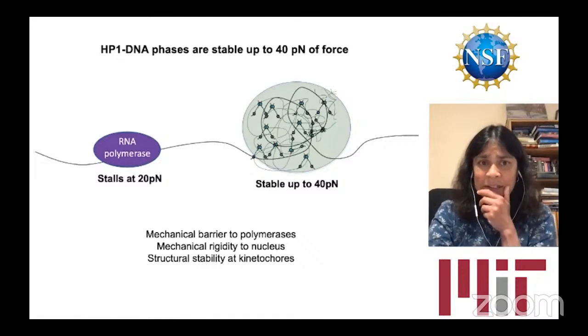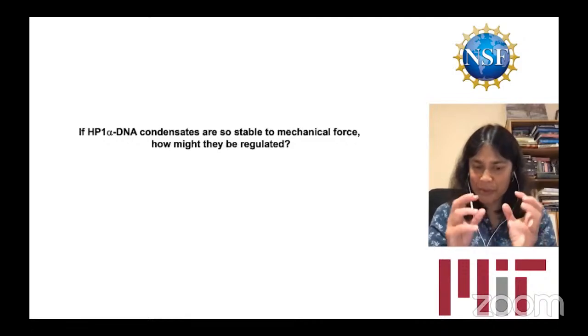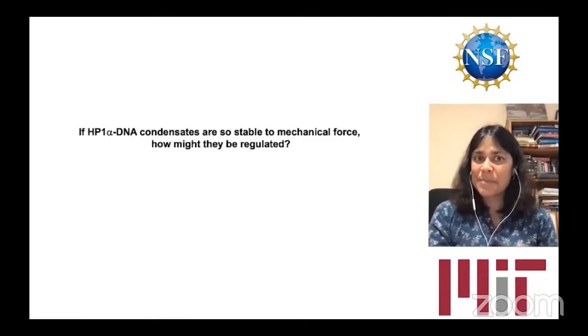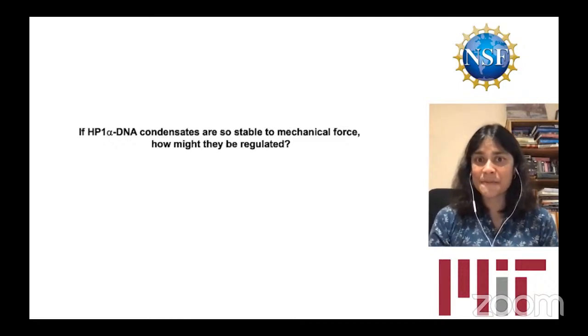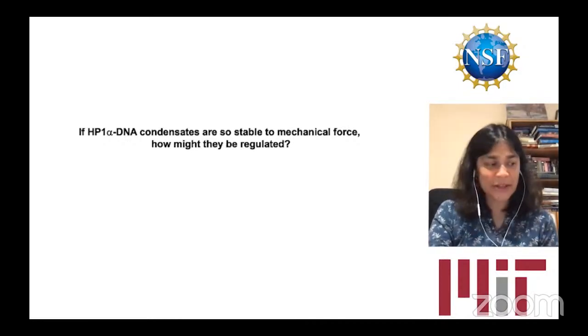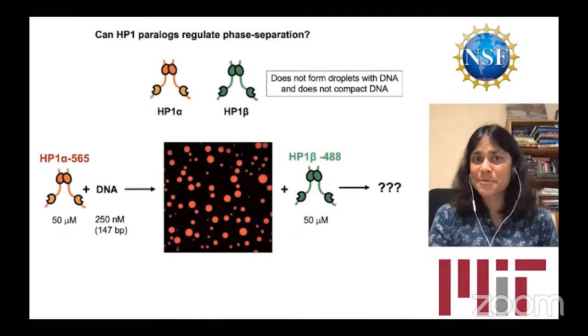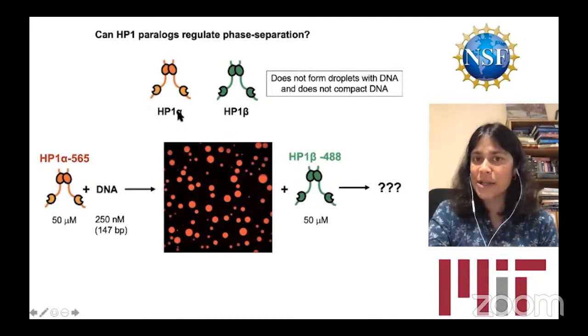Okay. So what I've shown you so far is that these domains and territories are stable, at least viewed from the perspective of DNA. They don't come apart. But in biology and development, you do have to break apart HP1 heterochromatin when you have to turn on a gene or during replication. So if these condensates are so stable to mechanical force, how might they be regulated? And so I'm going to end with one last experiment where Madeline asked, can HP1 paralogs be part of the answer? Okay, so far I've been talking about HP1 alpha, but now I'm going to introduce HP1 beta.